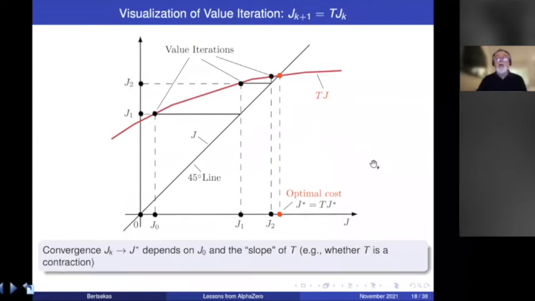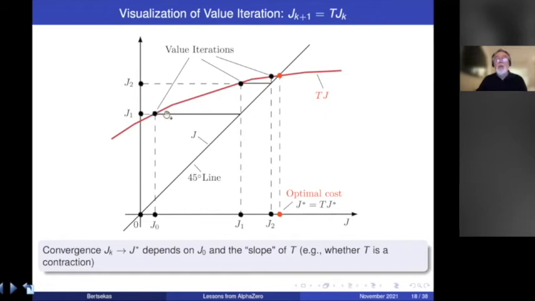Let me also illustrate how value iteration can be viewed within this operator context. We have T of J as a function of J. And in value iteration, we generate a sequence of cost functions. We start with some J0, and we find TJ0, okay? This is J1.